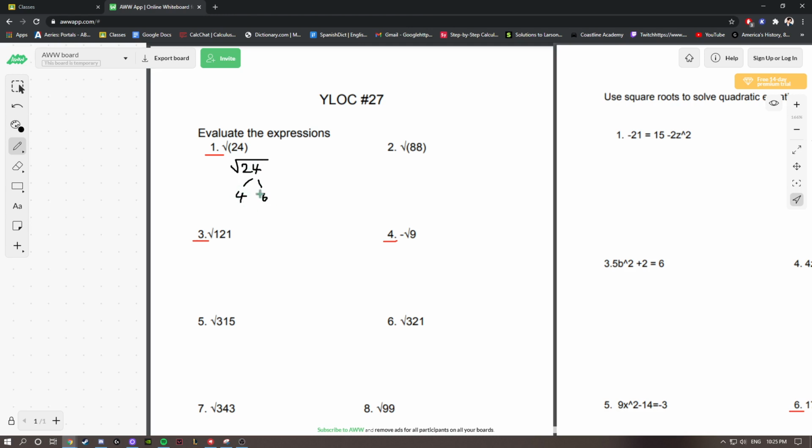24 is also 4 times 6, and you want to break these down to everything you can. So 4 goes down to 2 and 2, and 6 goes down to 2 and 3, and then you look for pairs of numbers. If it makes more sense, I could circle. We have one pair of 2's, and then there's an extra 2 and an extra 3, and those are going to stay in our radical. So we want our 2 on the outside, and on the inside it just stays rad 6.